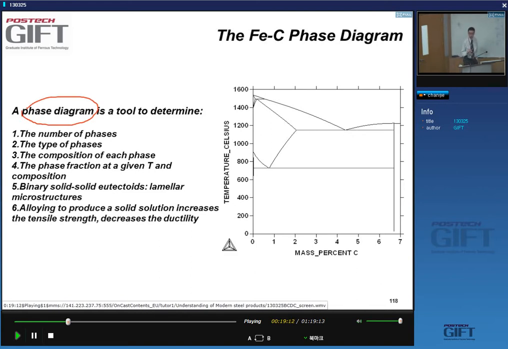These phase diagrams are an easy tool to determine what phases I have at a temperature and for a certain steel composition, what these phases are, and what the composition of each phase is. And we can do this at different temperatures and different nominal alloy compositions. And in this diagram, we can also indicate where we will have eutectoids, which give us lamellar microstructures, such as perlite. We can look at changes in this phase diagram to help us change the mechanical properties.